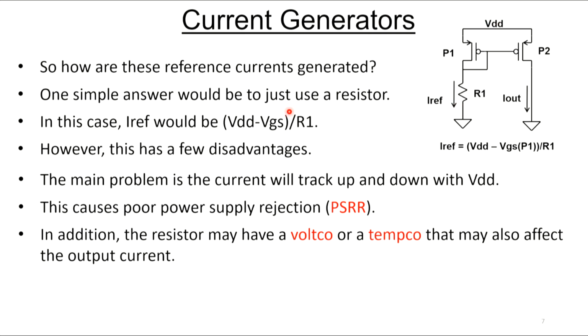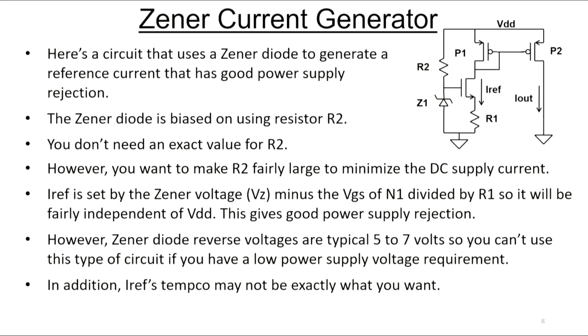That's often called power supply rejection, or PSRR, for power supply rejection ratio. You'd like a good power supply rejection ratio. Now, in addition, resistors are going to have volt codes and temp codes, and you have to deal with those. But all these current generation schemes have resistors in them that you have to deal with volt codes and temp codes. The main disadvantage of this is power supply rejection.